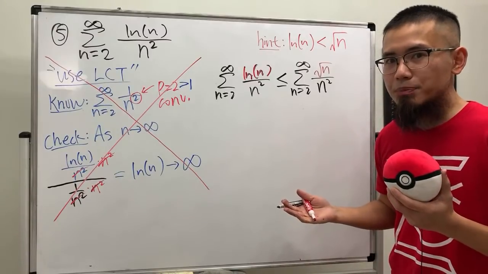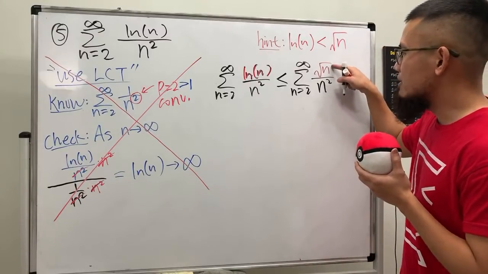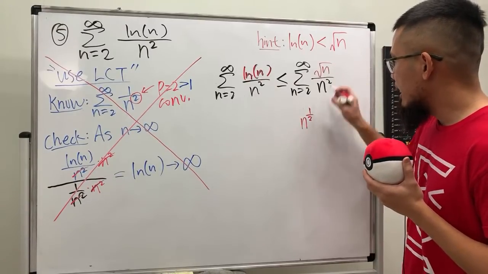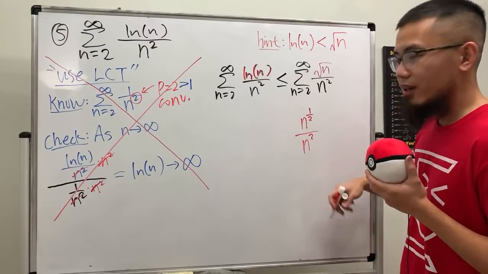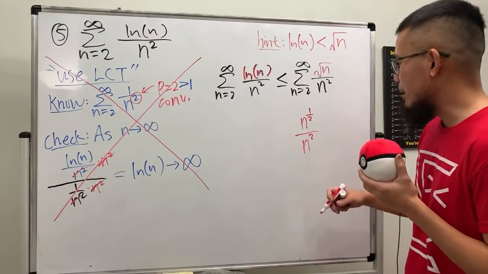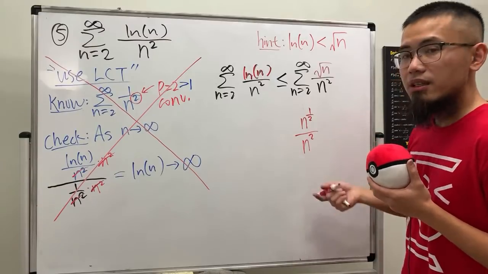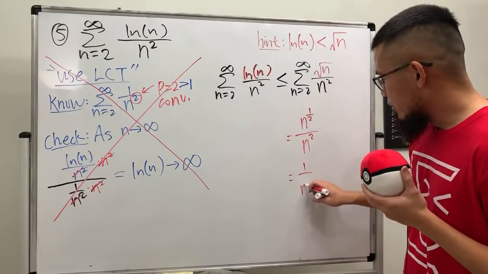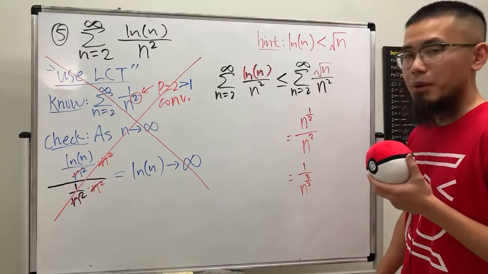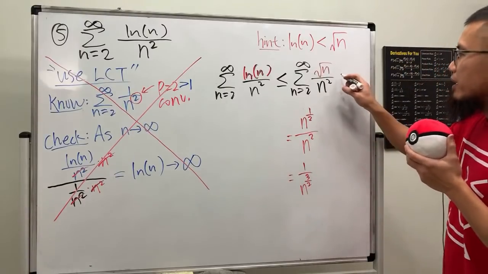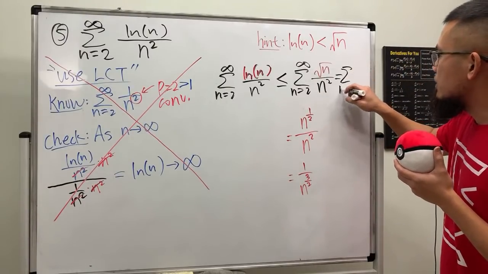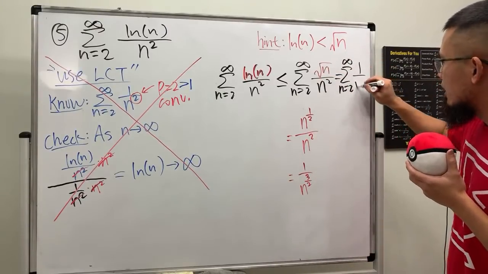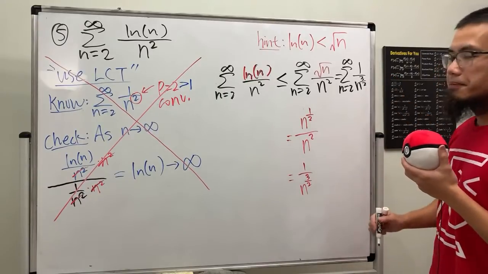And this is so much better. Why? Because this right here is the same as saying n to the 1/2 power. Let me just write that down real quick. And then here we have n squared, and they are just powers. We can just go ahead and work that out. 1/2 minus 2 is negative 3/2. So this right here gives us 1 over n to the 3/2 power. So this is the same as the series as n goes from 2 to infinity of 1 over n to the 3 over 2 power.